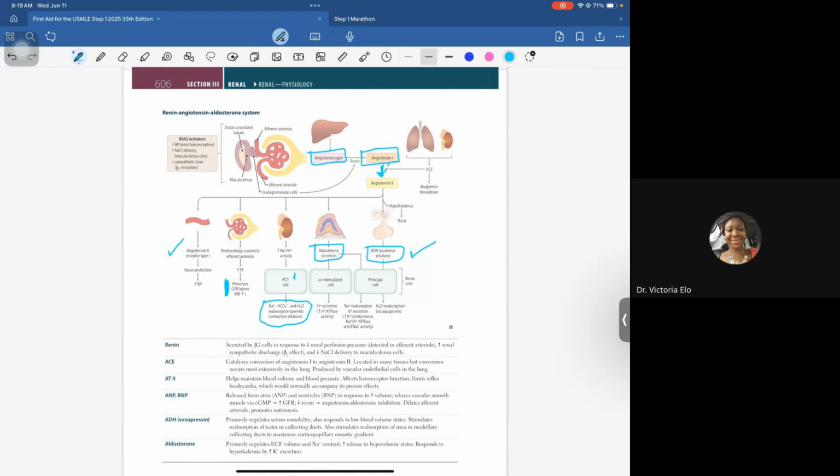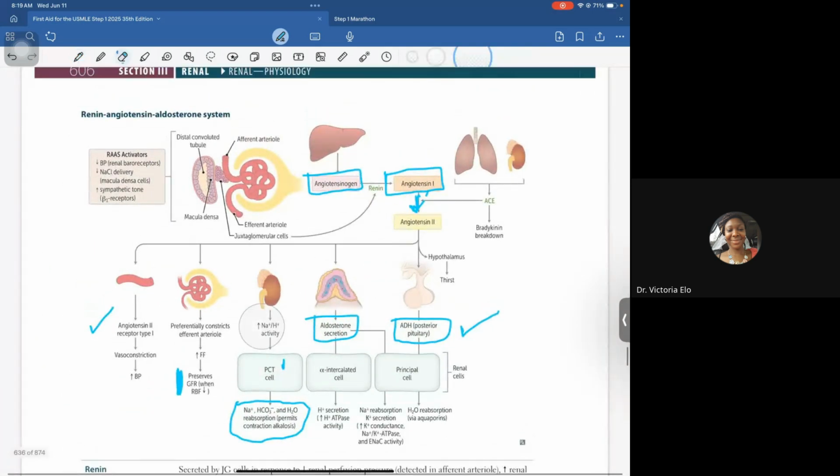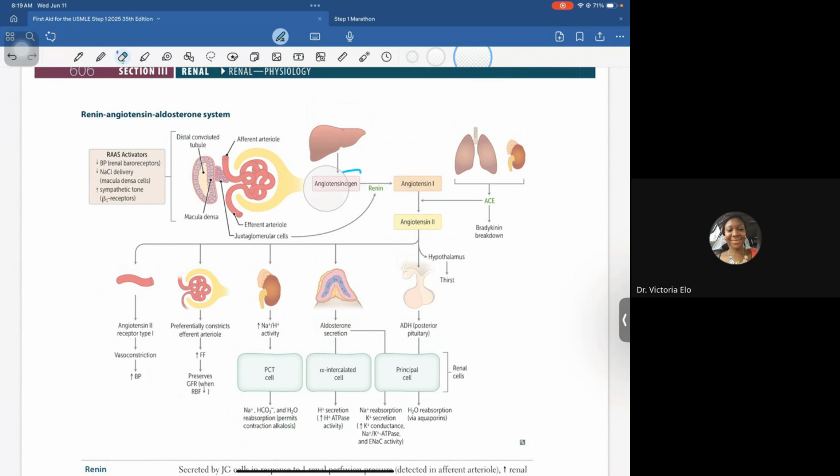Now, UWorld and NBMEs can ask you this question a lot, right? And I'm going to ask you this as well. What if a scientist is doing an experiment and is checking the levels of angiotensin 1, angiotensin 2, and angiotensinogen as well, right? So what if we give an ACE inhibitor to the patient, right? What is going to happen to the level of angiotensin 2 and angiotensin 1 and angiotensinogen?